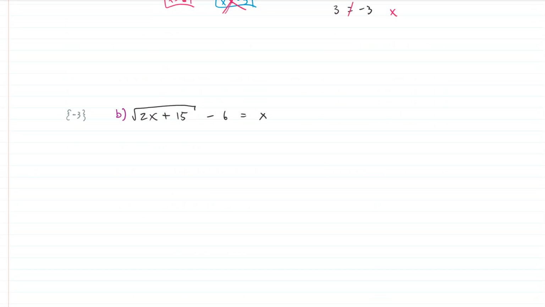Our next problem is the quantity 2x plus 15, all underneath a square root, minus 6 equals x. So our first step will be to isolate the term that has a radical. So we need to add 6 to both sides, and that cancels the negative 6 out on the left. And now we just have the square root of 2x plus 15 on the left. And this equals x plus 6.